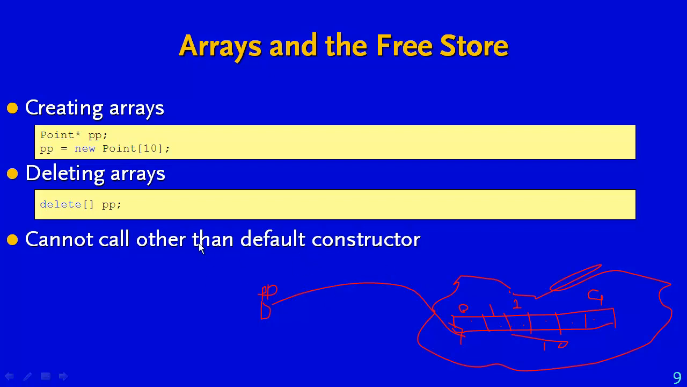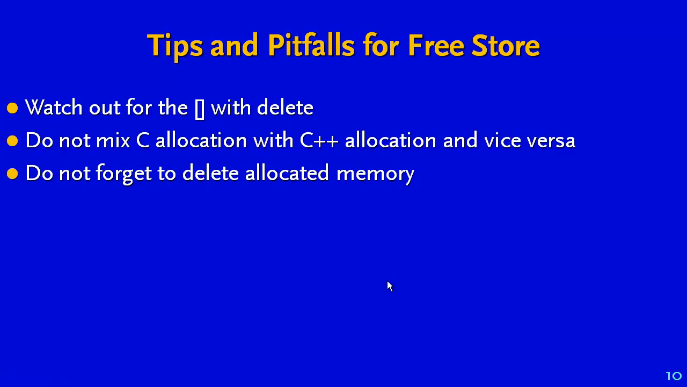So we cannot call anything other than the default constructor. The only constructor in your new operator is the default. You cannot say Point[10] and pass 10, 20 or something. You would have to iterate in a for loop over your array, and initialize by calling the set functions for x and y. That's the only way to do it.